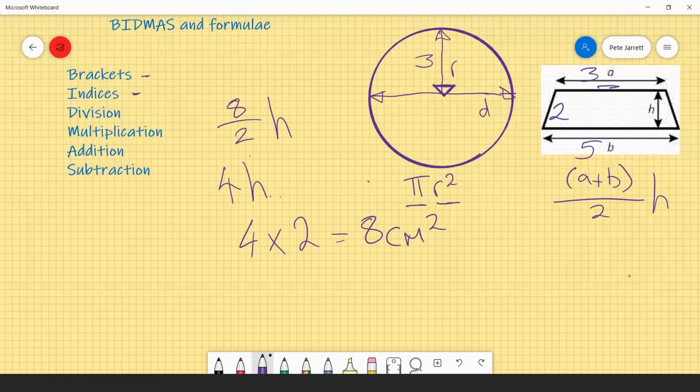So what we've done is we've gone through, we've solved the brackets first, then we've solved the division, then we've solved the multiplication. BIDMAS is what gives us the idea of the order in which we should do things.